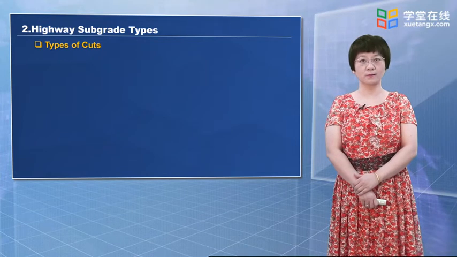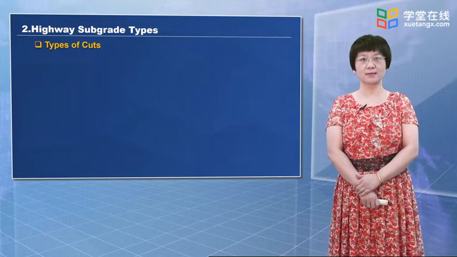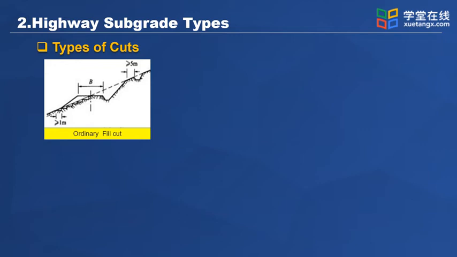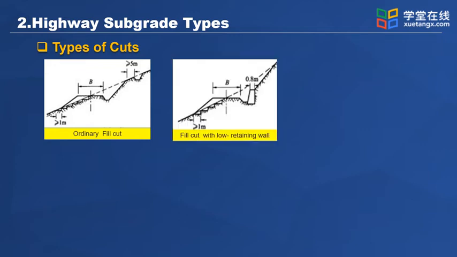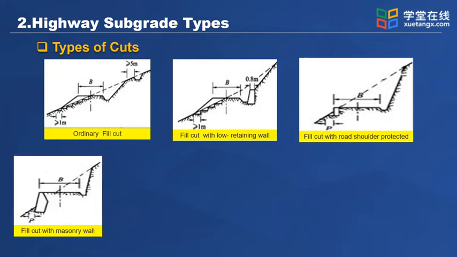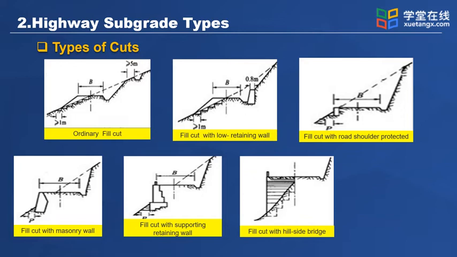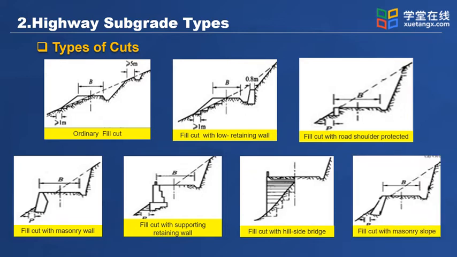A typical structure of a full-cut subgrade consists of the fill part and the cut part. According to the cross-section, there are many different types, such as ordinary fill cut with low retaining wall, fill cut with road shoulder protected, fill cut with masonry wall, fill cut with supporting retaining wall, fill cut with hillside bridge, fill cut with masonry slope.